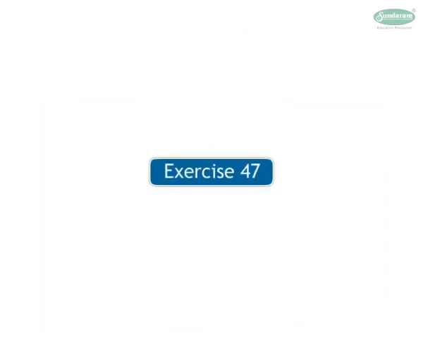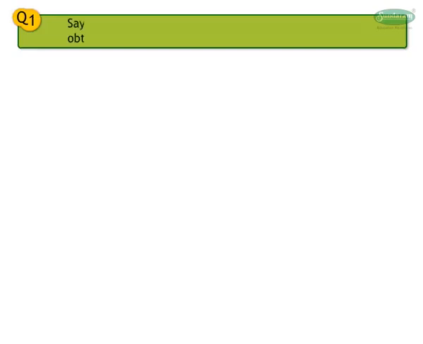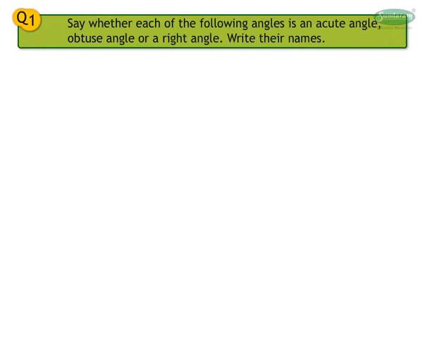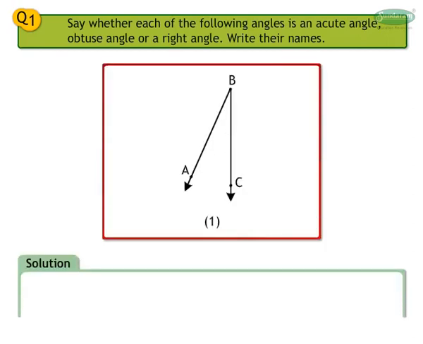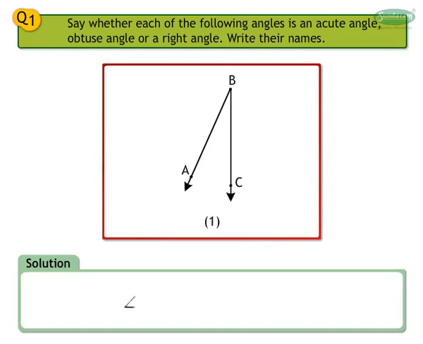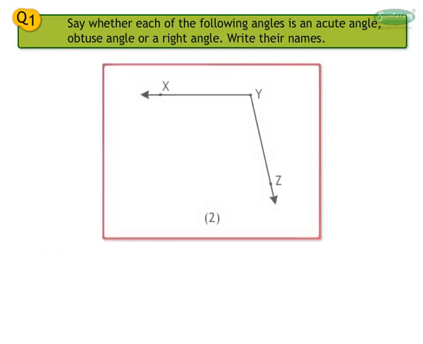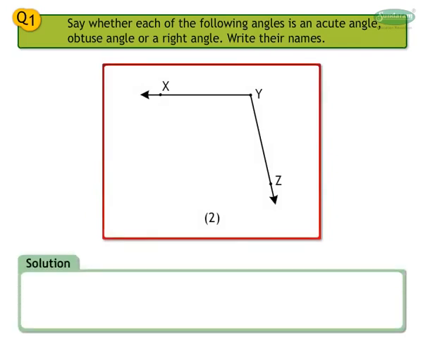Now let's solve exercise 47. Question 1. Say whether each of the following angles is an acute angle, obtuse angle, or a right angle. Write their names. Solution. Number 1. In the given figure, angle ABC is an acute angle. Number 2. In the given figure, angle XYZ is an obtuse angle.